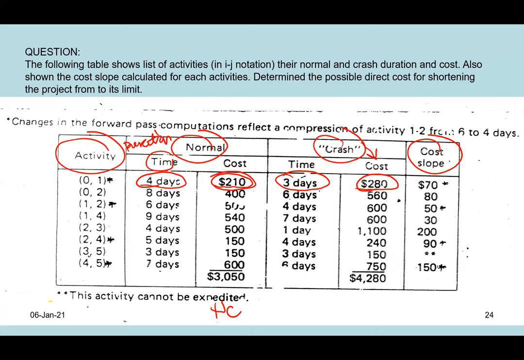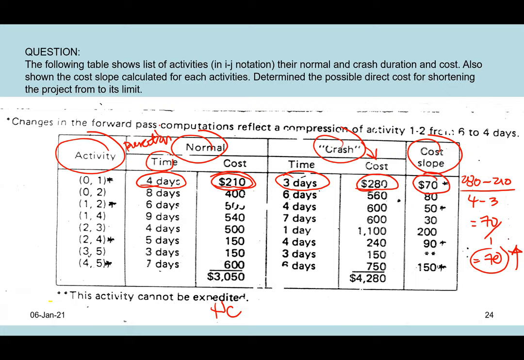For activity 2.1, it is very easy. 280 minus 210 divided by 4 minus 3. See, 70 divided by 1 is equivalent to 70. So this is what we call the cost relationship. So you already know, if you want to decrease activity 01 by 1 day only, then the cost will be increased by 70 ringgit. That is what we call cost slope.